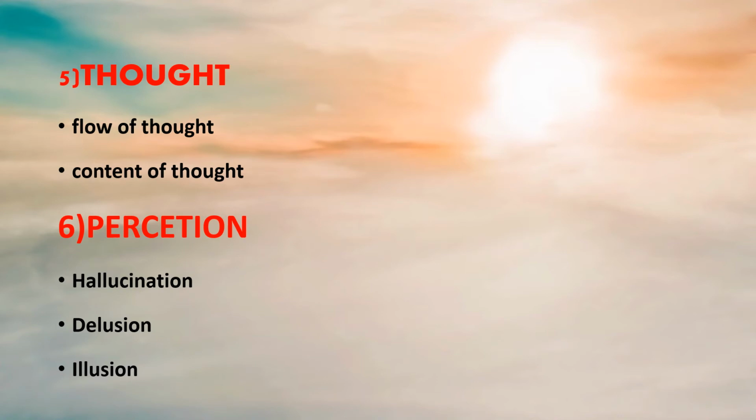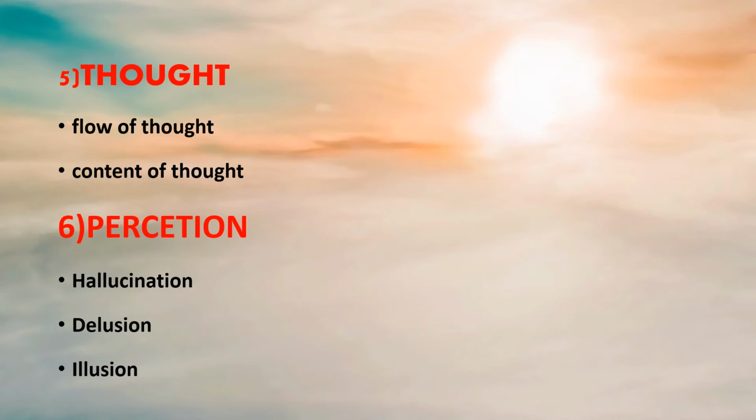Under thought you have to write about the flow of thought and content of thought. What all things come under flow of thought and what all things come under content of thought, everything is there in the previous video related to how to write mental status examination. Please watch it before coming to this video. Next thing is perception. That is another component, the sixth component of mental status examination.